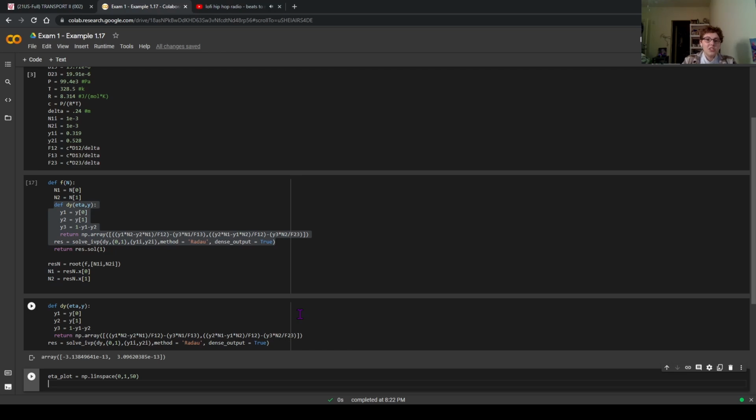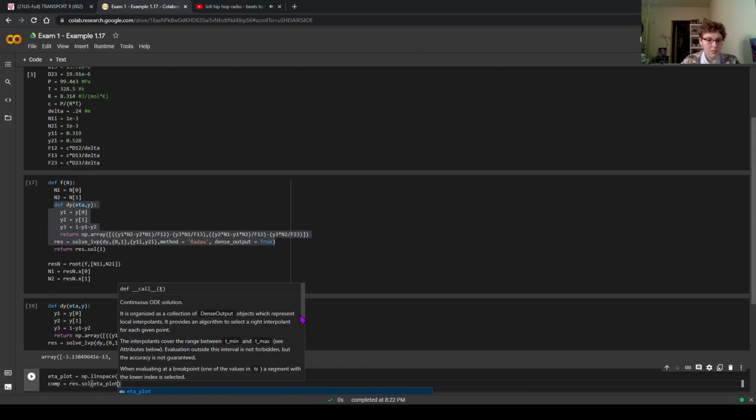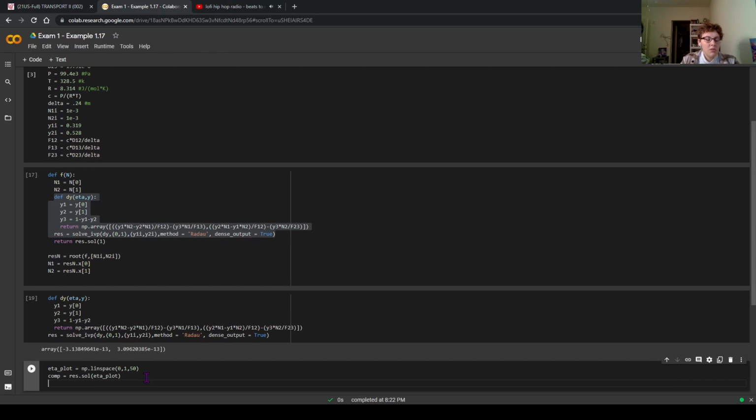Once we have that, we need to create an array using that array of numbers that we already have, and using those in our solve IVP function to get the corresponding mole fractions. So we are going to define a new variable. I'm just going to call it comp for the mole fraction composition. Then we need to do the same thing that we did before when we were just looking for values, res.sol, and instead of plugging in 1 for eta, we are going to plug in all the numbers from the eta plot. And that will create our new array of variables for the mole fractions.